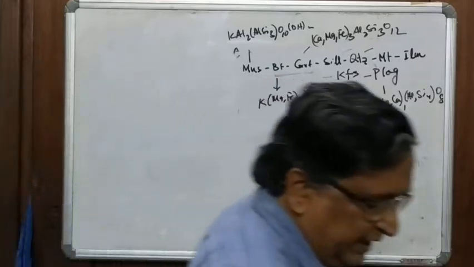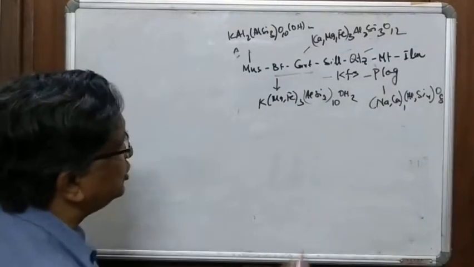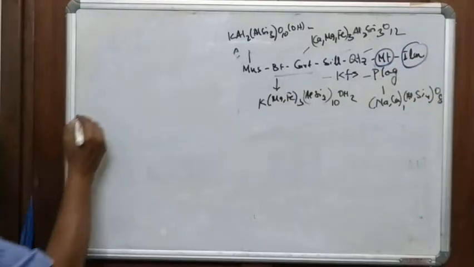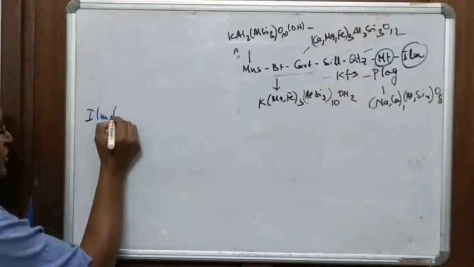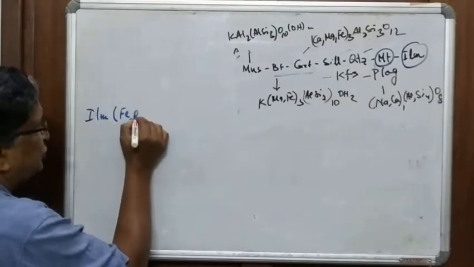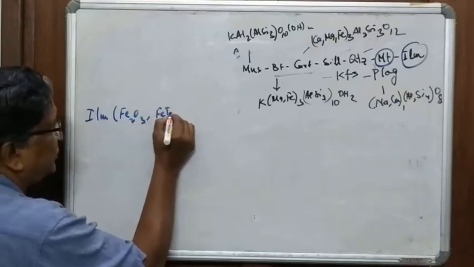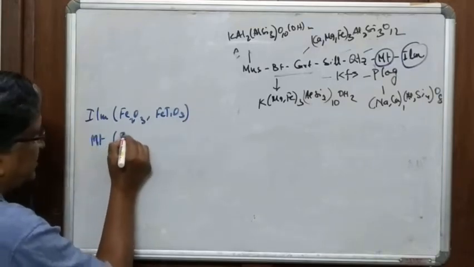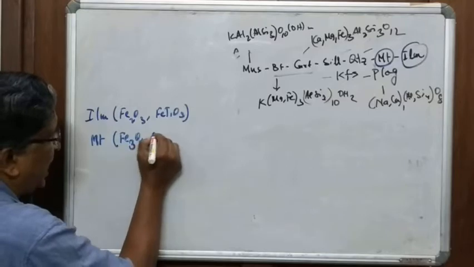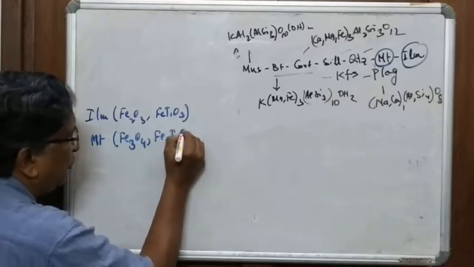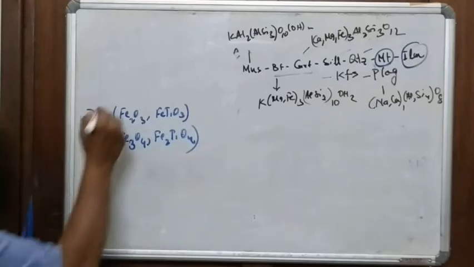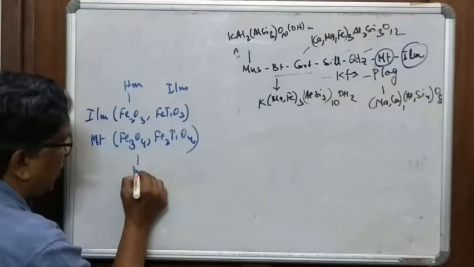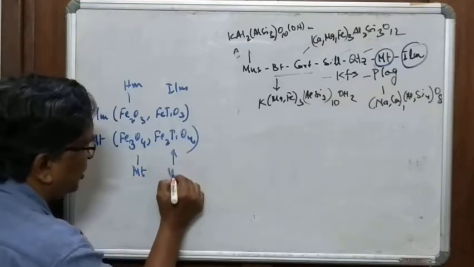We can use the same technique. You see here, there are two phases, magnetite and ilmenite. And as I told you, ilmenite is a solid solution between Fe2O3, hematite, and FeTiO3. And magnetite is a solid solution between Fe3O4 and Fe2TiO4. This is called hematite, this is called ilmenite, this is called magnetite, and this is called ulvospinel.